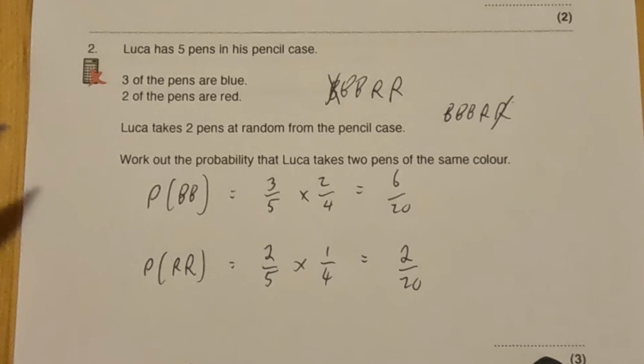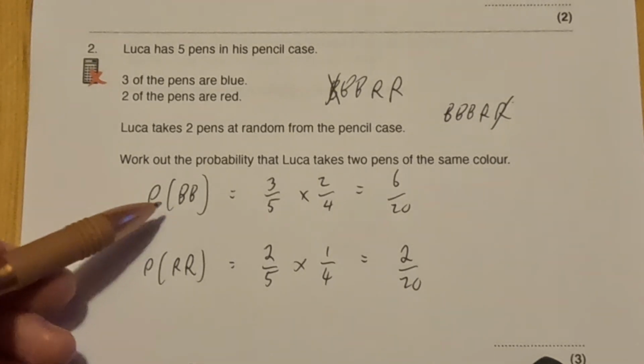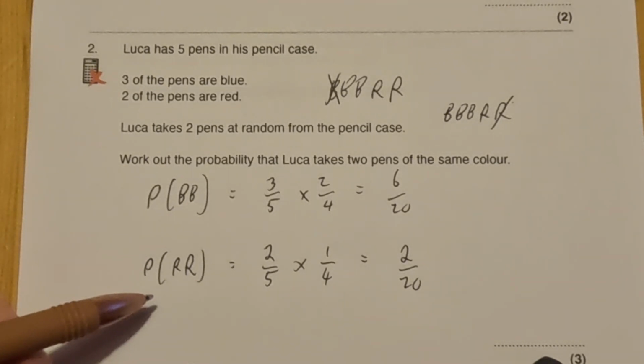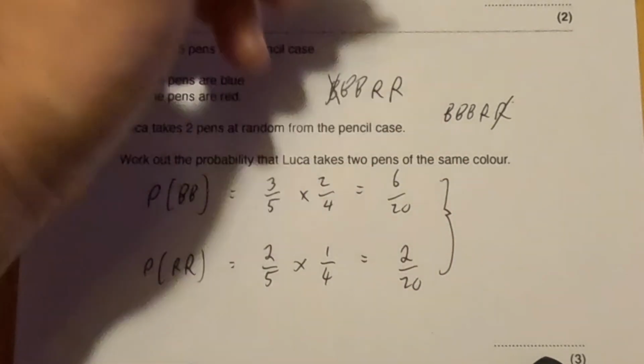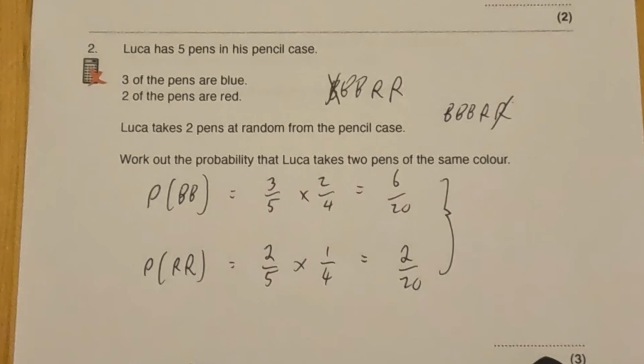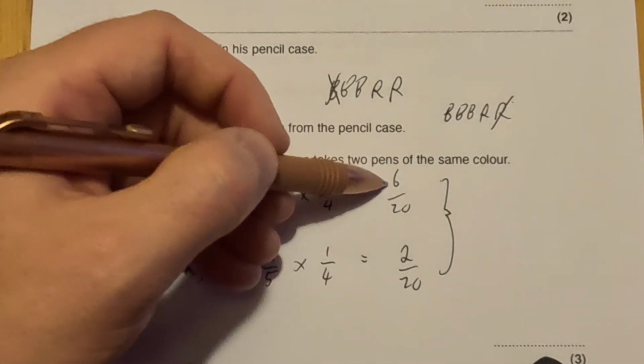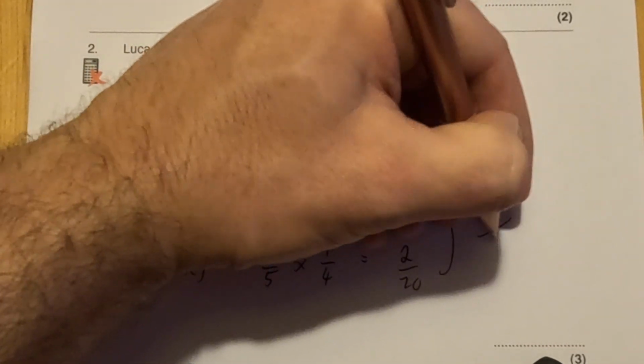And now that's fantastic, because we now know the probability that Luca gets 2 blue pens, and also the probability that Luca picks 2 red pens. So if we add them together, because it's either this option or this option, that'll tell us the probability that Luca picks 2 pens that are the same colour. So 6/20 plus 2/20 would be 8/20.